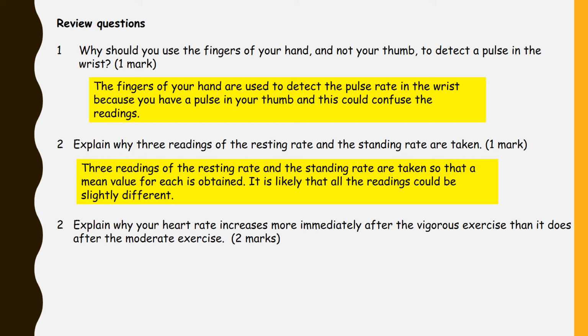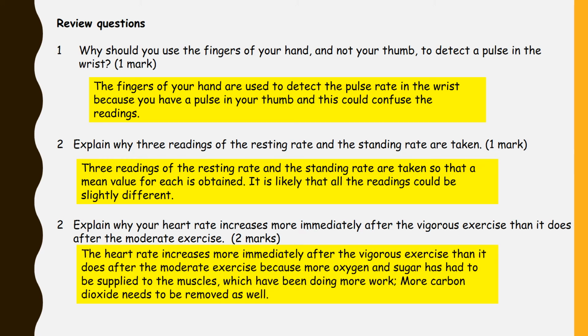And then for 3, explain why your heart rate increases more immediately after vigorous exercise. The heart rate increases more immediately after vigorous exercise because more oxygen and more glucose has to get to the muscles because they are doing more work. And you could also say the more carbon dioxide needs to be removed.